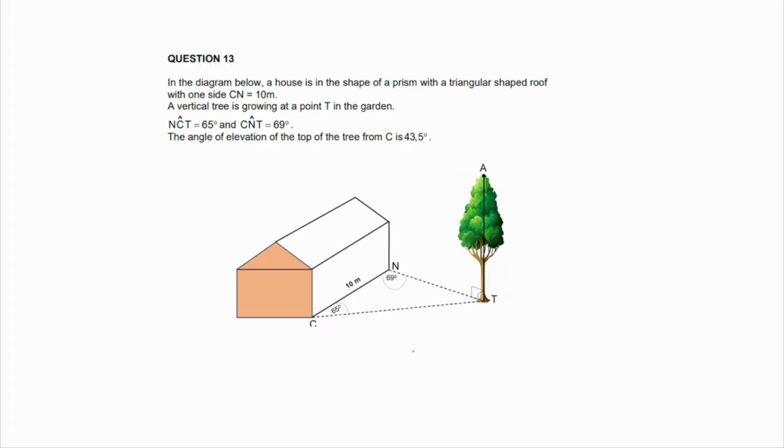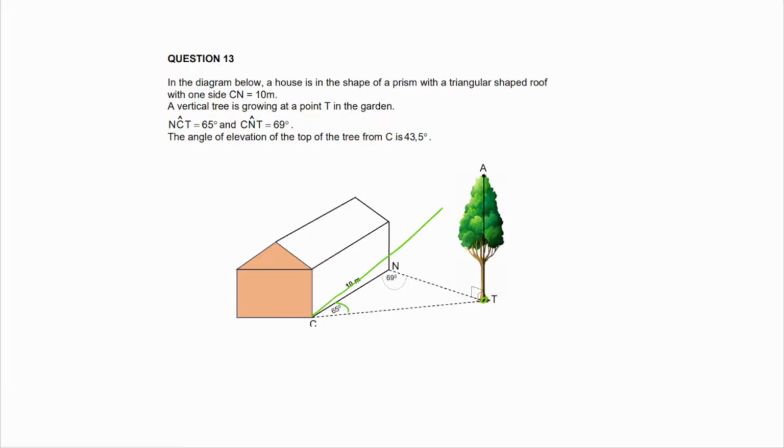Final question. Let us have a look. They say in the diagram below, a house is in the shape of a prism with a triangular shaped roof with one side CN 10 meters. That's shown. They say a vertical tree is growing at a point T in the garden. Here's point T. NCT is 65. That's given over here. So this is in the flat plane. This is a horizontal flat plane over here. And CNT is 69 degrees, and the angle of elevation of the top of the tree from C is 43.5.